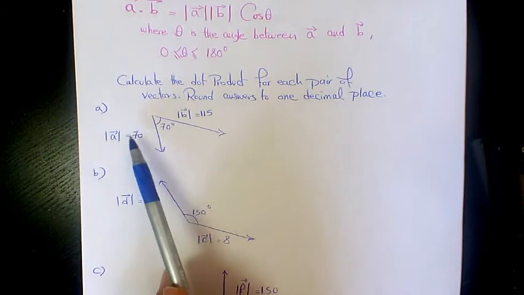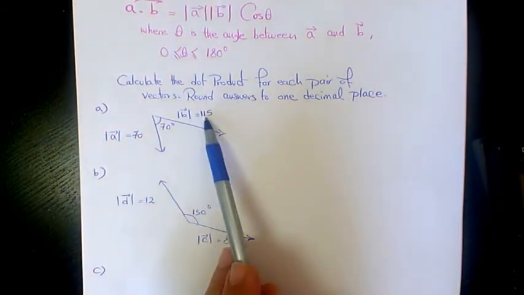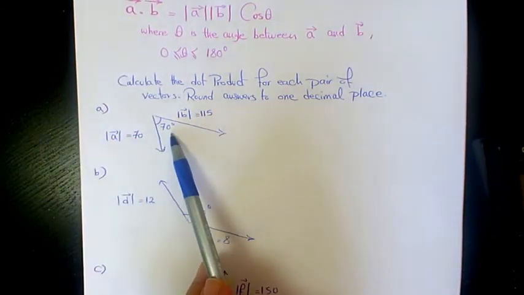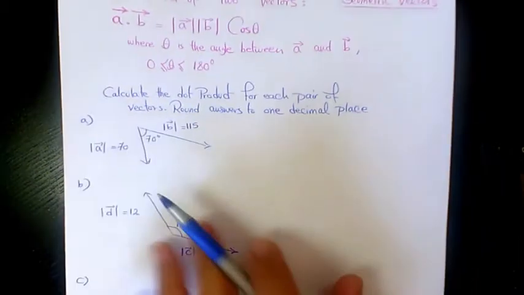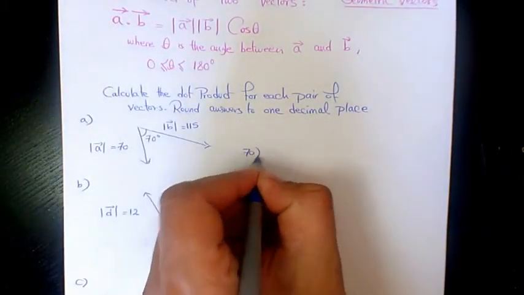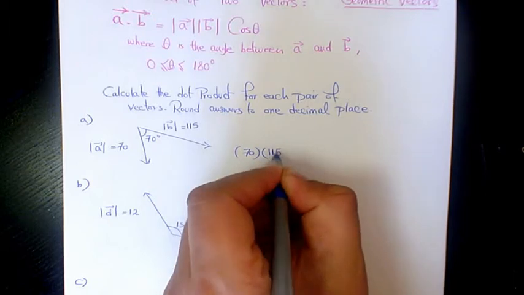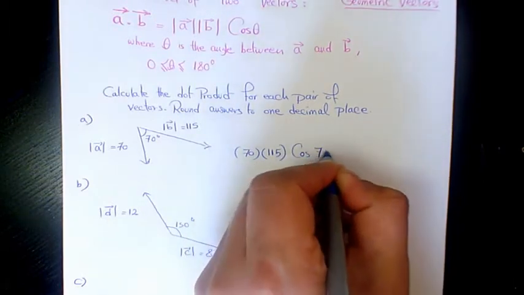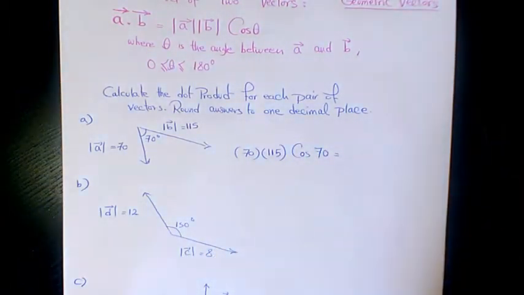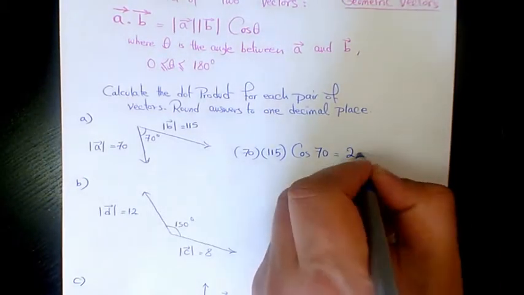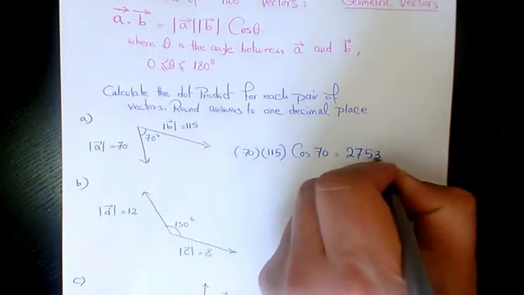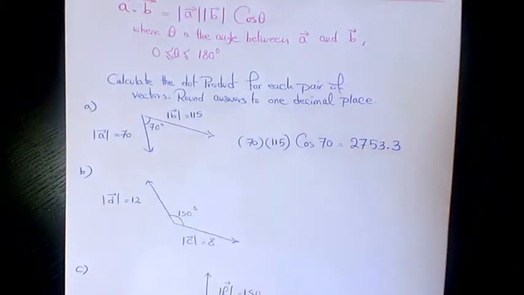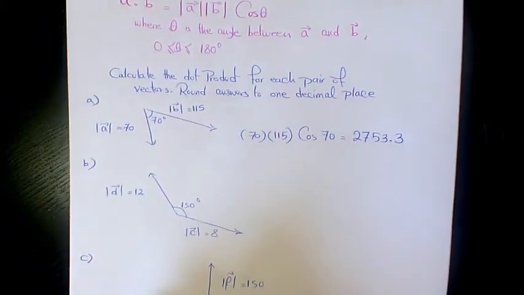So the magnitude of A is 70, the magnitude of B is 115, and the angle in between is 70 degrees. So it is going to be 70 multiplied by 115 times cosine 70. That makes it 2753.3. And as we know from before, the answer to the dot product is always a scalar.